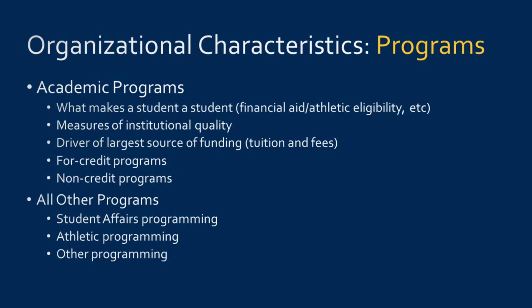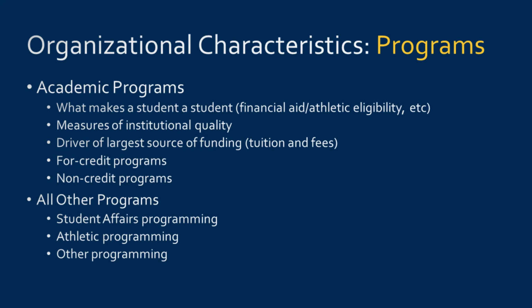Academic programs are what we look to as measures of institutional quality. So programmatic quality is often what universities and colleges are known for, in addition to their athletic teams. Academic programs are the driver of the largest source of funding for a university. This is where your tuition and fees come in. So students enroll in a program, students pay tuition and fees. Tuition and fees are the largest source of funding for most universities today, with the exception of some community colleges.